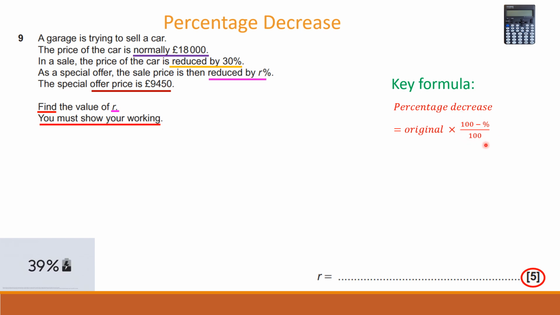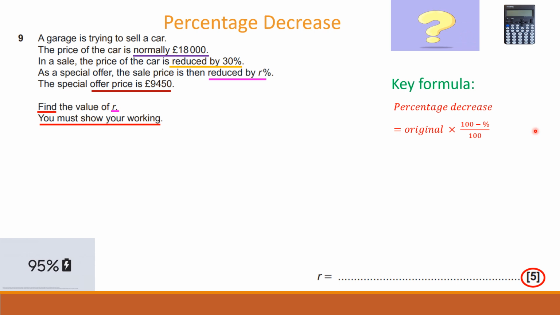So this section here is called the multiplier, and it is calculated by doing 100 take away the percentage, divided by 100. So if you multiply your original amount, in this case the £18,000, by your multiplier, then that will give you the new price. Press pause, have a go at working out the answer, and then press play when you're ready to hear the answer.